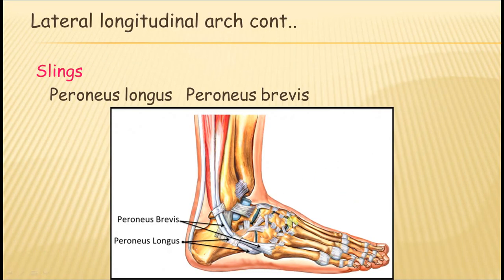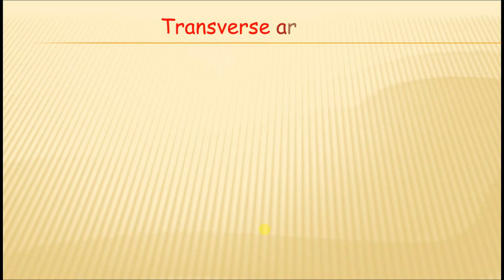The sling mechanism is mainly by the peroneus longus muscle. So it goes to the under surface by peroneus longus. From above it is also assisted to some extent by the peroneus tertius muscle and brevis also. Peroneus tertius and peroneus brevis. So we have finished about the longitudinal arches. Next coming to the transverse arches.